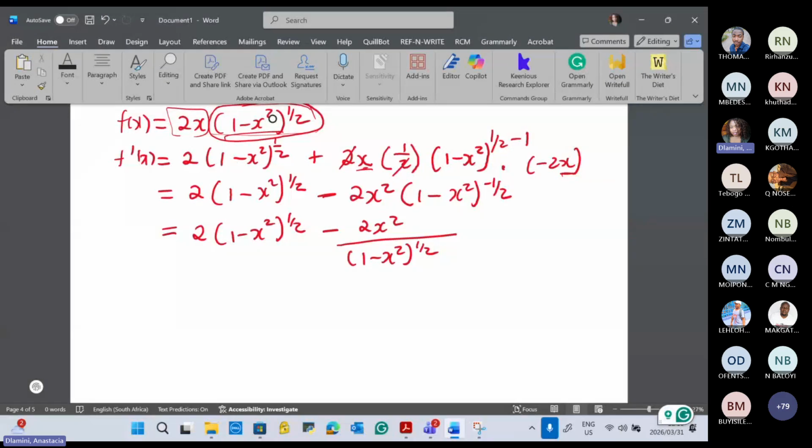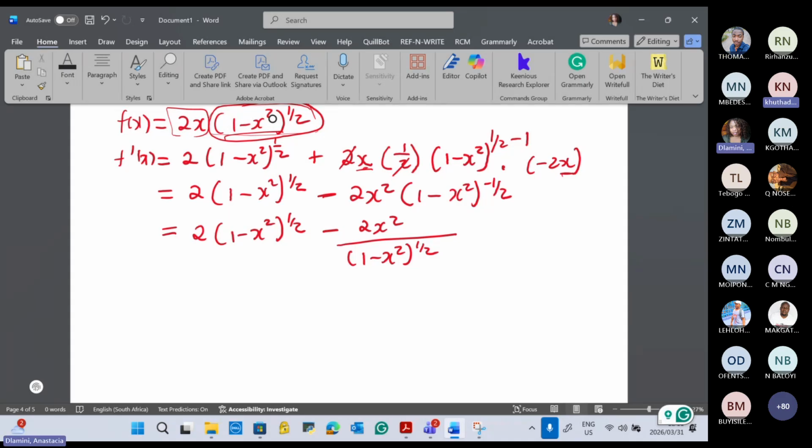We can do that, isn't it? We can also factor out 1 minus x squared. Okay. Yeah, we can do that, and we can also factor out. Ma'am, how are we going to factor it out? How are we going to factor it out?